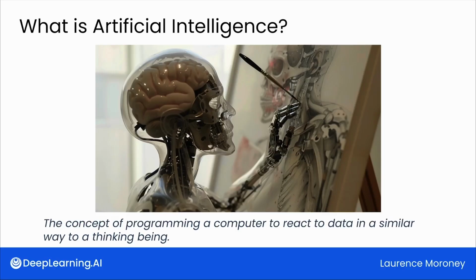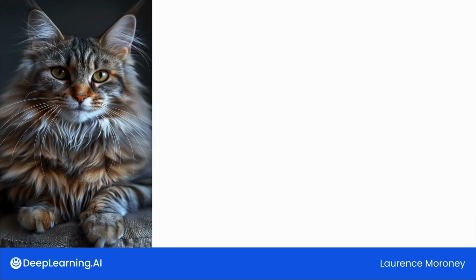There are many definitions of AI, but the one that I prefer is to think of AI as programming a computer to react to data in the way an intelligent being does. And let's explore what that means. Here's an image of a cat. You know it's a cat, I know it's a cat. But how would a computer see this?